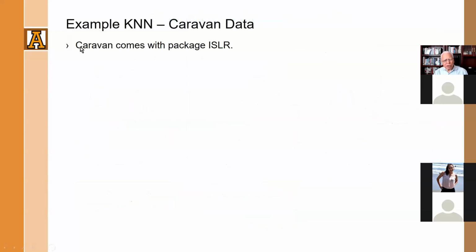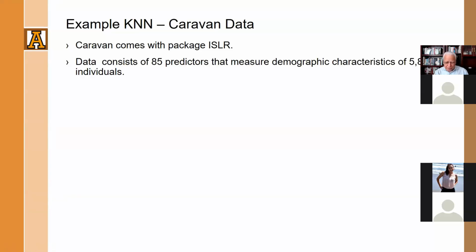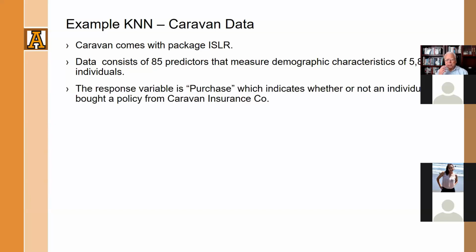Now, we're going to work on this example, the Caravan data. It has 85 predictors that measure demographic characteristics of 5,822 individuals. The response variable is purchase. This is an insurance company, and the variable purchase is equal to 1 when an individual bought a policy from Caravan Insurance, and 0 if the individual did not buy the policy. In this case, we have a very unbalanced data set. Only 6% of the individuals bought the policy.